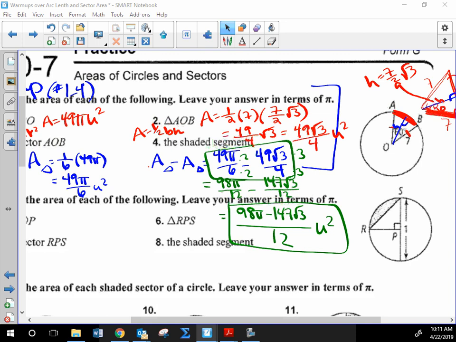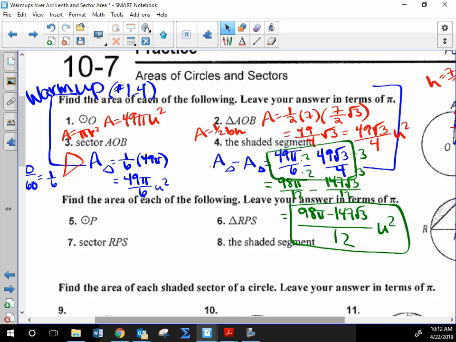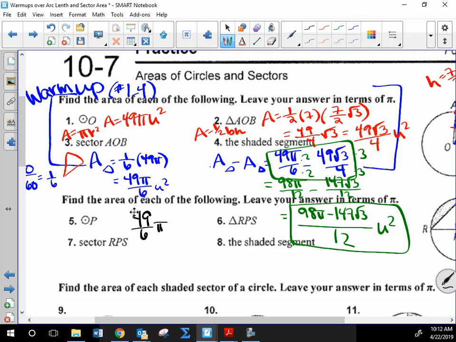Which one's the one where it's 49 pi? Oh, yeah, that one. Can you put the pi next to the fraction? Yeah, so you could write it like this: 49 over 6 pi. Just make sure your pi doesn't sneak underneath. This would be perfectly fine. You do this. That's kind of sneaky underneath.